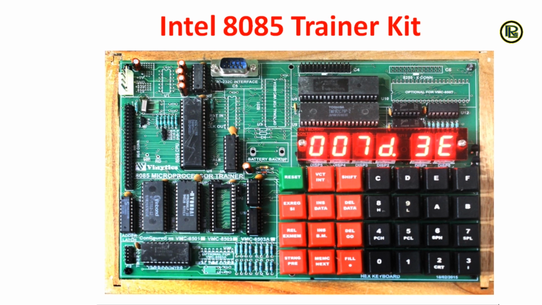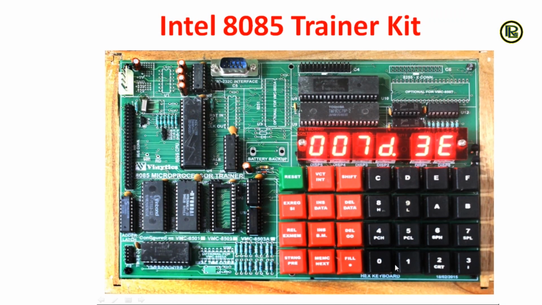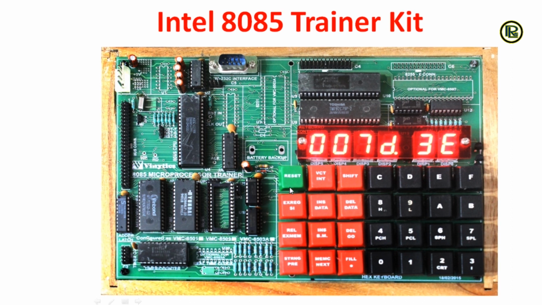And this is the picture of the trainer kit Intel 8085. As I discussed earlier, this has the input part like the keyboard we have. Then we have the display unit, that is the output part. Then this is the 8085 microprocessor IC having 40 pins. Then it has memory, ROM, RAM. Then it has time controller here, etc.